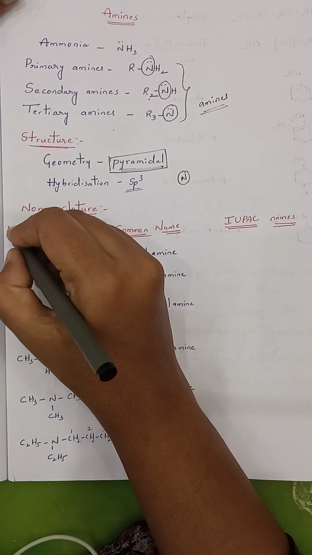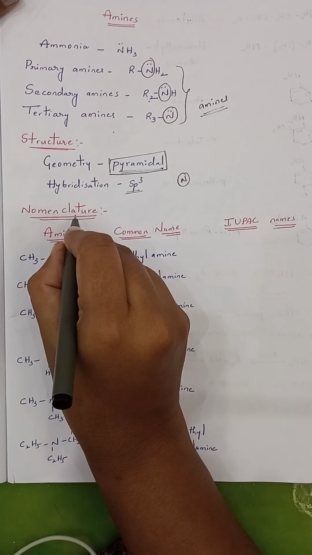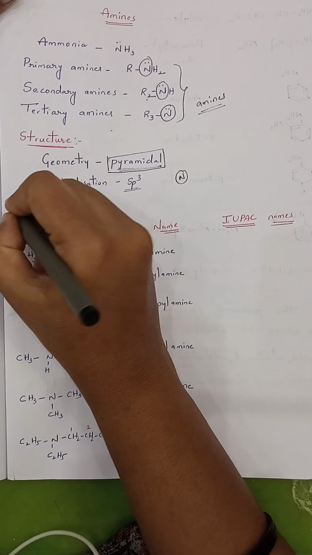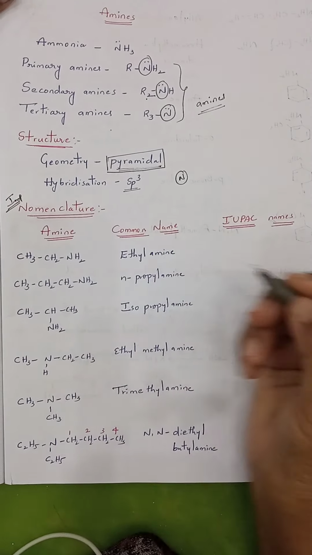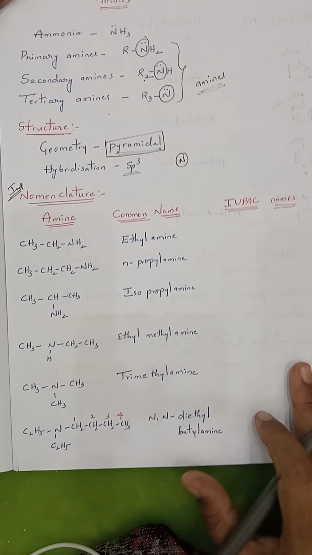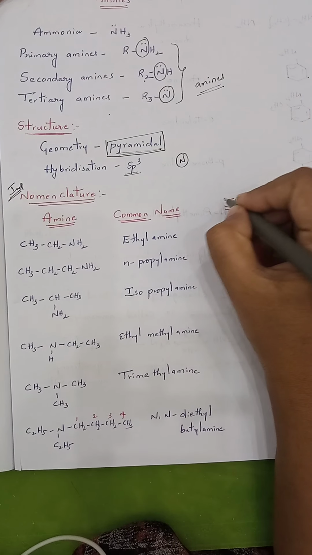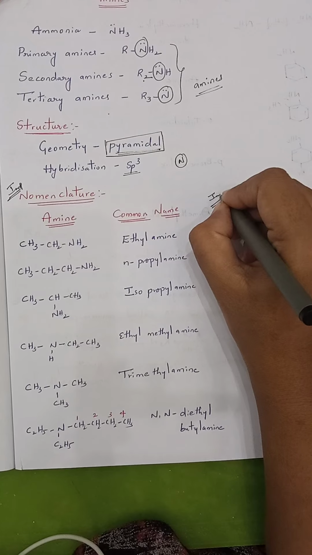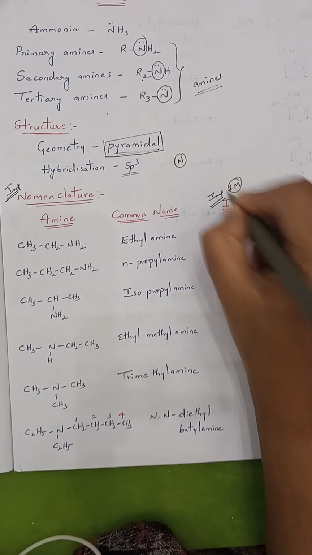The next important concept is nomenclature. Nomenclature is very important for 1 mark. There is a compulsory question for 1 mark based on the nomenclature of amines. Especially IUPAC nomenclature is most important for the 1-mark question.